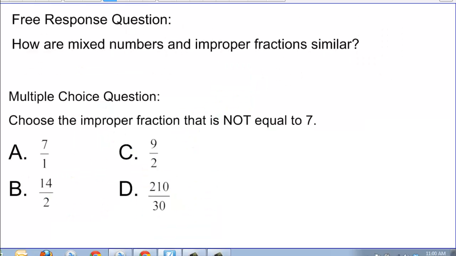Here are your free response and multiple choice questions. You should pause the video now and answer these 2 questions.